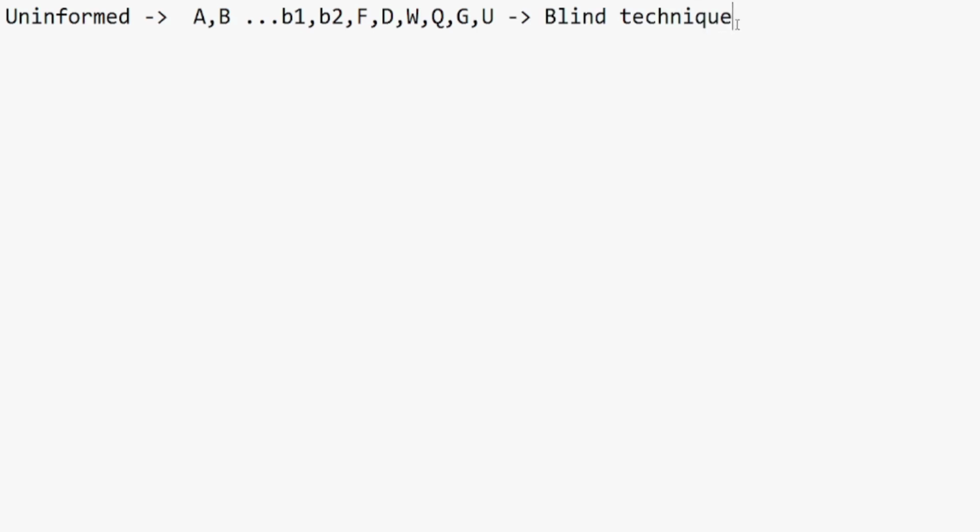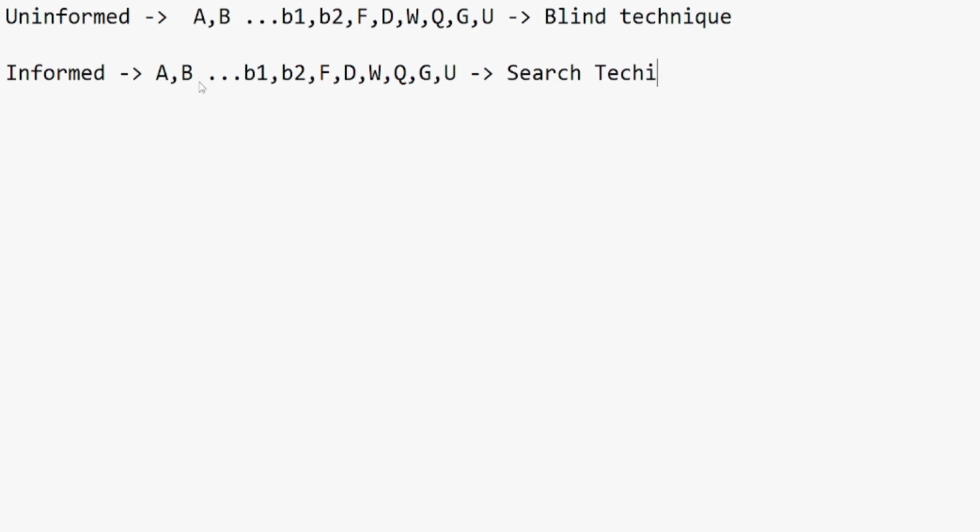Okay, let's take now the informed technique. Here we are also going from A to U, but it has certain logic or certain heuristics. So the heuristics are the search technique. It has a certain technique. A search technique is involved to get from point A to point U.